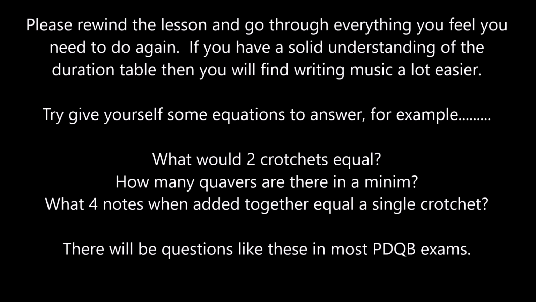To understand this lesson a bit better, try to give yourself some equations to answer. You can make the equations yourself, but here are a couple. So what would 2 crotchets equal? If you think of it in your duration table and add it up, 2 crotchets add up to 1 single minim, or 2 crotchets could equal 4 quavers.